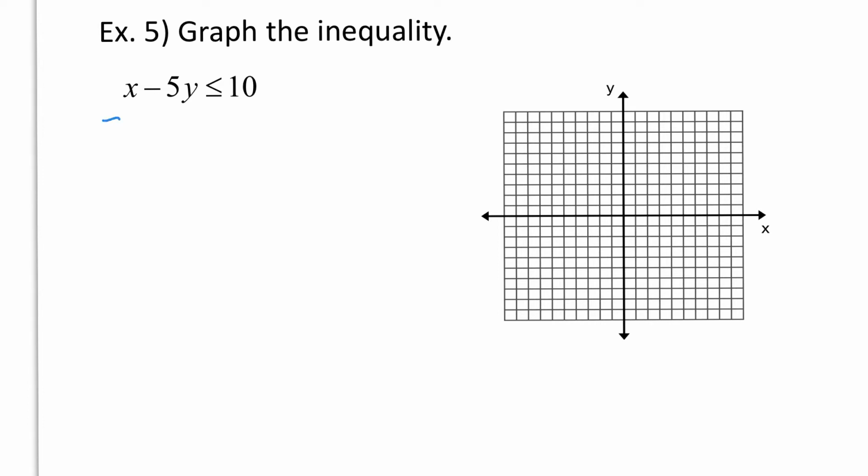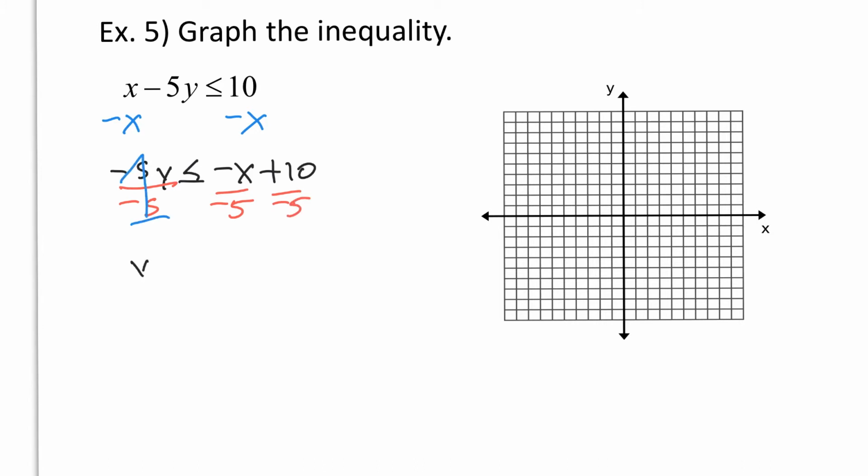So I'm going to subtract x from both sides. I'm solving for y. So negative 5y is less than or equal to negative x plus 10. I'm going to divide everything by negative 5. And this turns into 1. So we got the y.